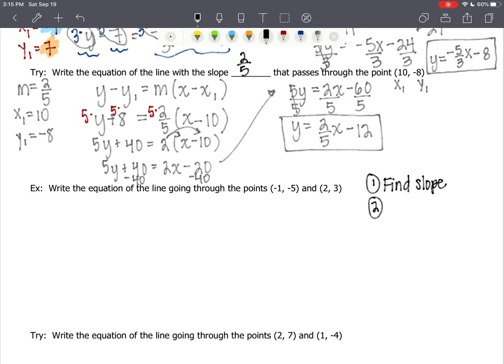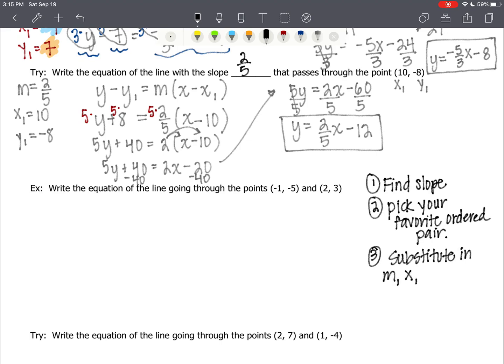The second step is to pick your favorite ordered pair. So whichever one you like better, you can pick. It does not matter. And then step 3, I'll write the whole word out, substitute in your slope, x1 and y1 from whichever ordered pair you pick to be your favorite. That's going to become x1, y1. And then step 4 is to solve for y.